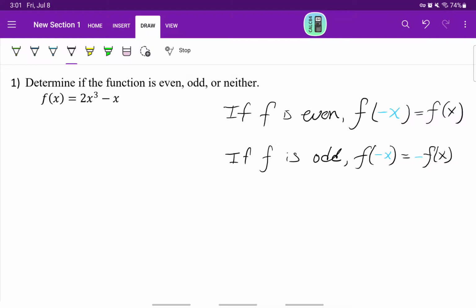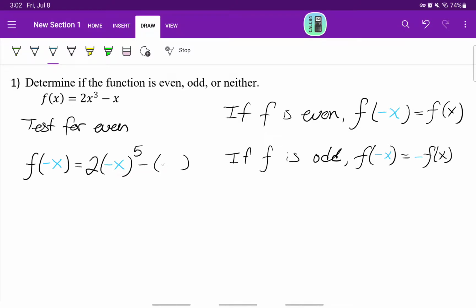All right. Let's test the function to see if it's even first. So let's test for even. We're going to plug negative x into our function. So f of negative x, that's going to equal 2 times, in parentheses, negative x to the 5th power minus negative x. So that's going to be 2 times.